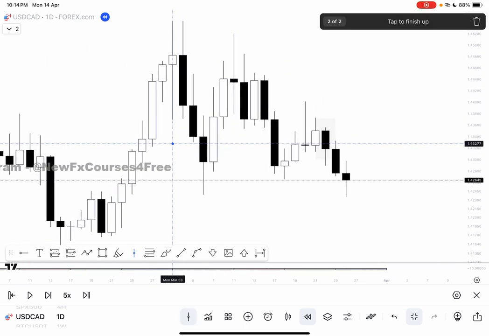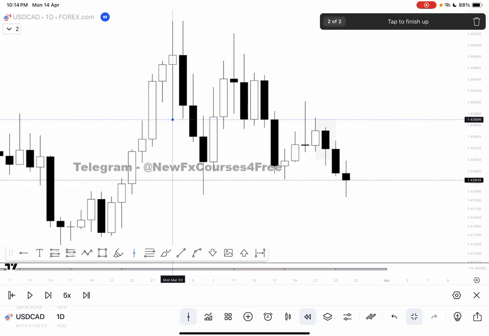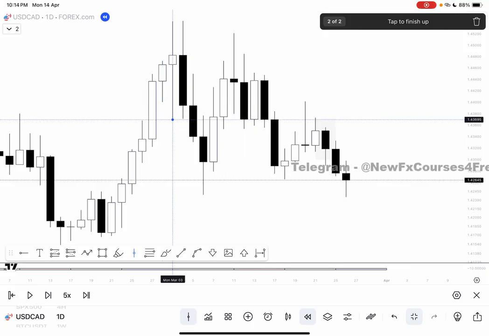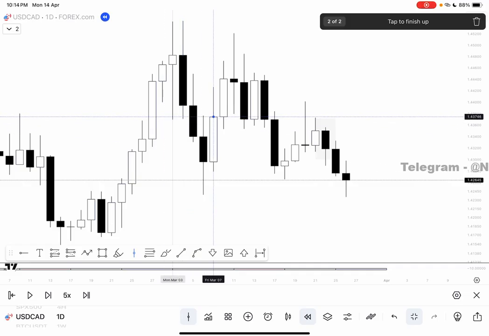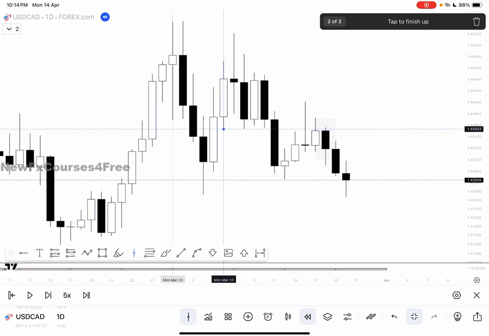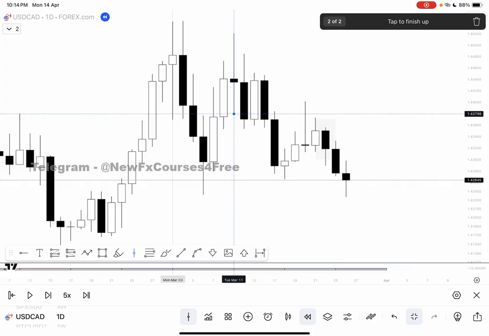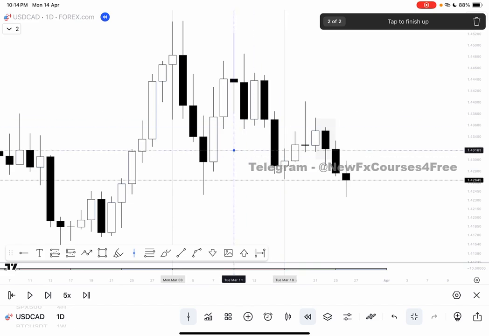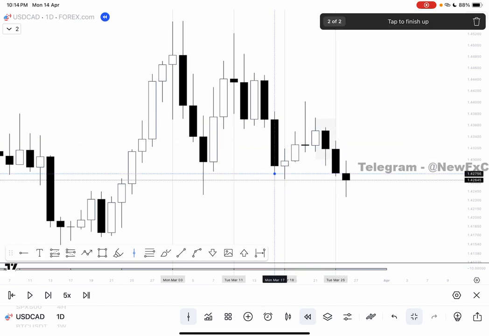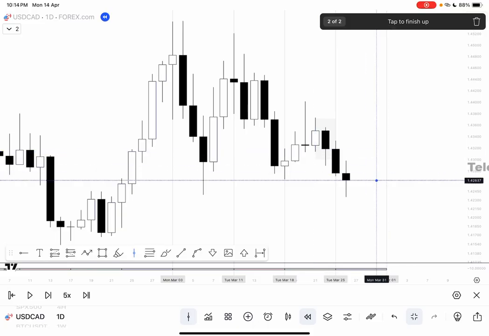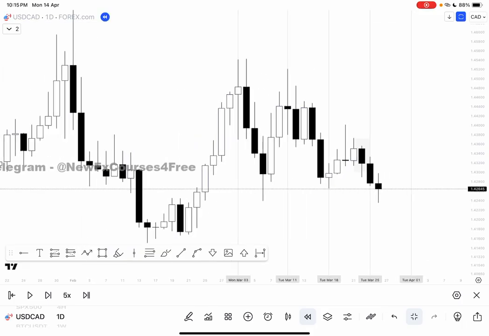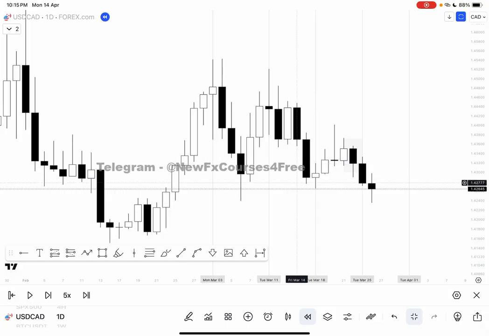So here, this is March, this is February, so this is the starting of March, and this is Tuesday, Wednesday, Thursday, Friday. And here, this is week 1, and second week, week 2, 3, and week 4. So marking week 1, 2, 3, 4.